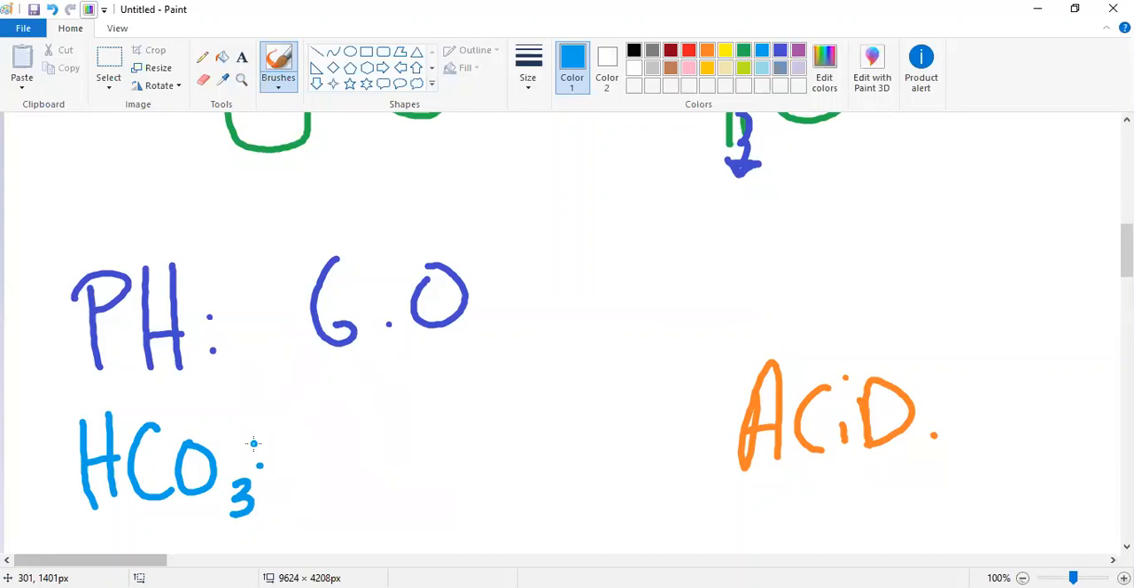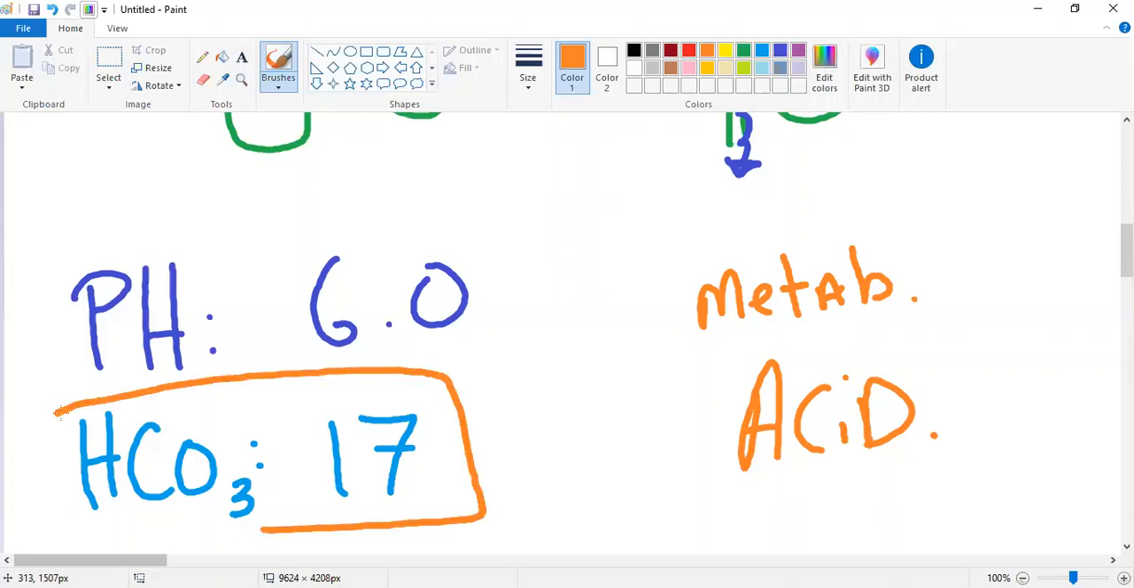All right, well, then let's say bicarb is at 17. Is that high or low? That's low. So, therefore, is this metabolic or respiratory acidosis? I'm asking you. Metabolic acidosis. Exactly. So bicarb, did we increase or decrease bicarb? We decreased bicarb.